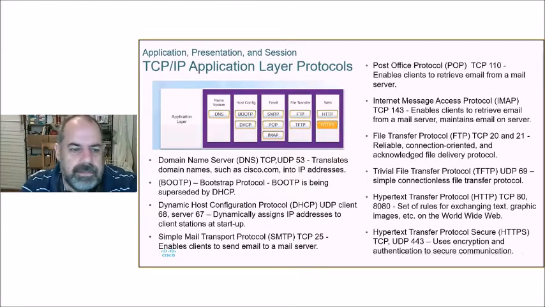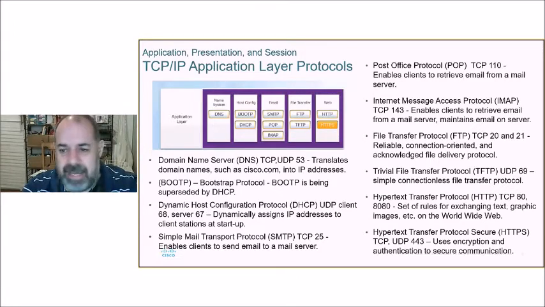Okay, so some common application layer protocols. There's of course DNS, how we find the IP address for a given name. There's BOOTP, which is basically the old version of DHCP. There's DHCP, of course, which is Dynamic Host Configuration Protocol, and that's how you automatically assign IP addresses to a host.